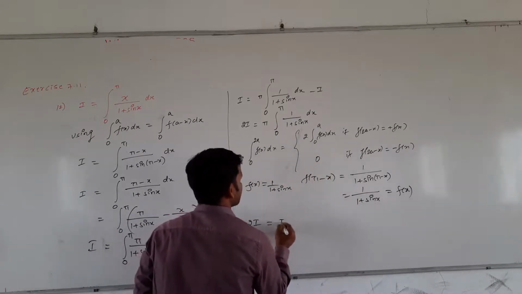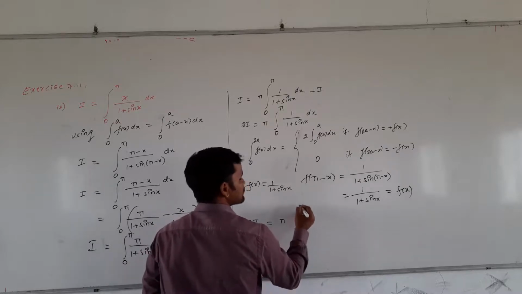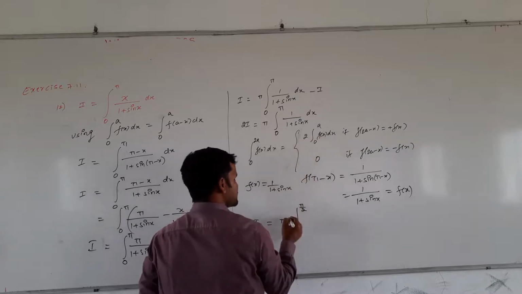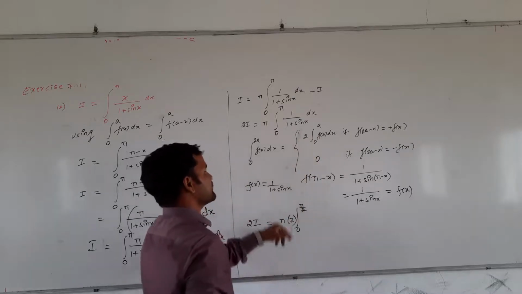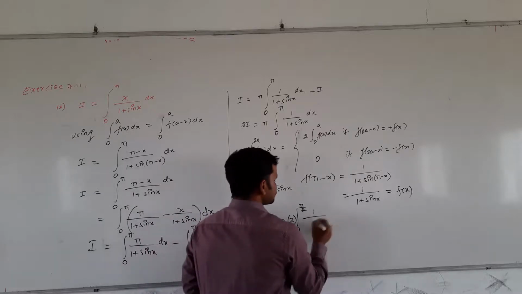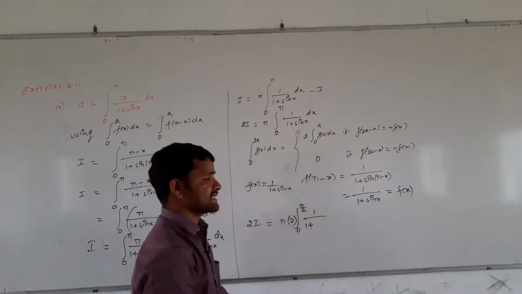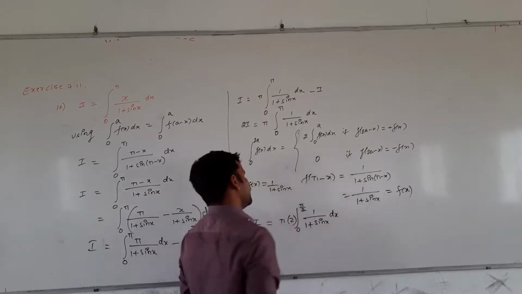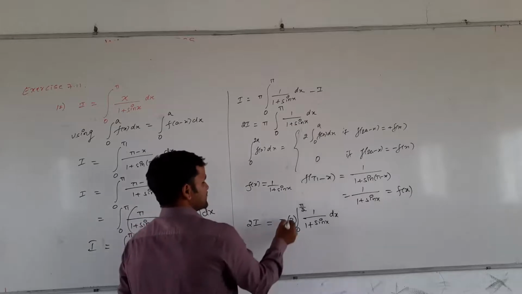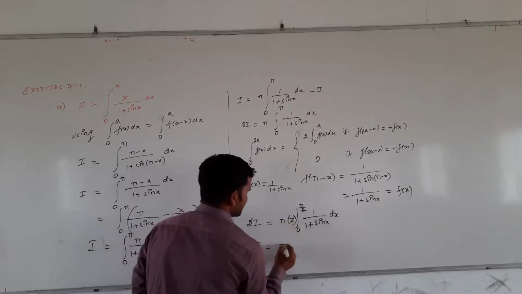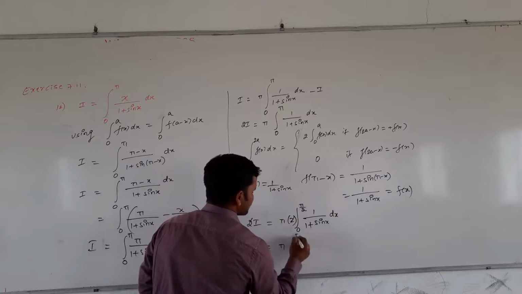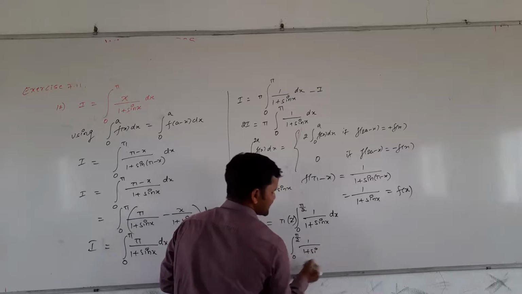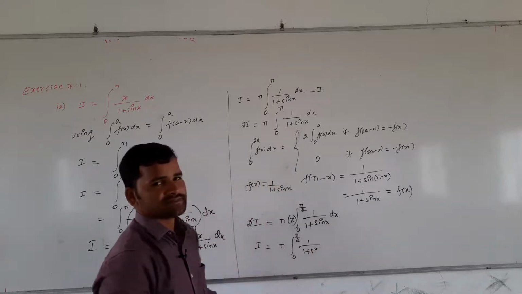2I is equal to pi times the integral from 0 to, this becomes pi by 2. I am applying this property, 2 times 0 to a, means it is 2 into the integral from 0 to pi by 2 of 1 by 1 plus sin x into dx. Now we will integrate. See, the 2 gets cancelled out. We have I is equal to pi times the integral from 0 to pi by 2 of 1 by 1 plus sin x. I will integrate this 1 by 1 plus sin x.